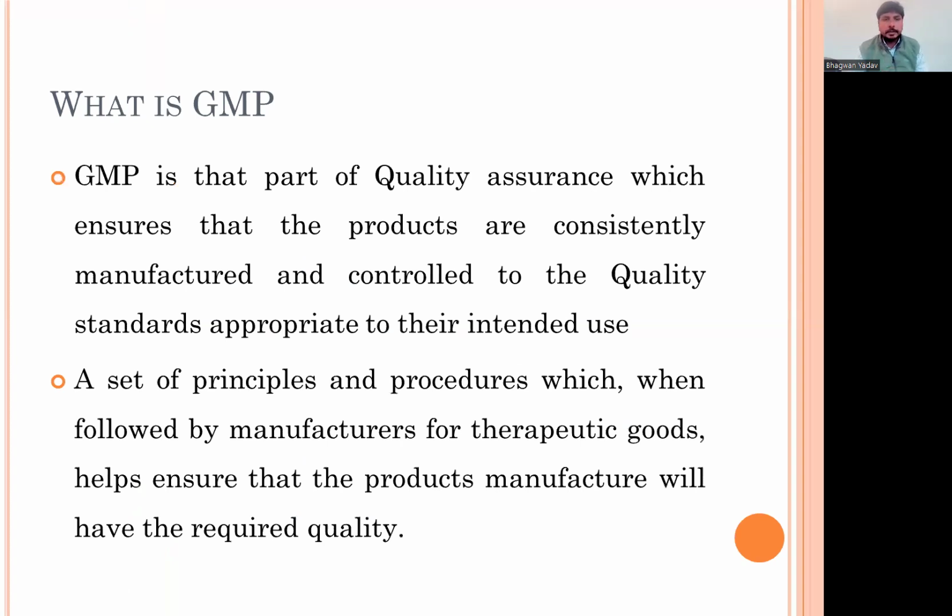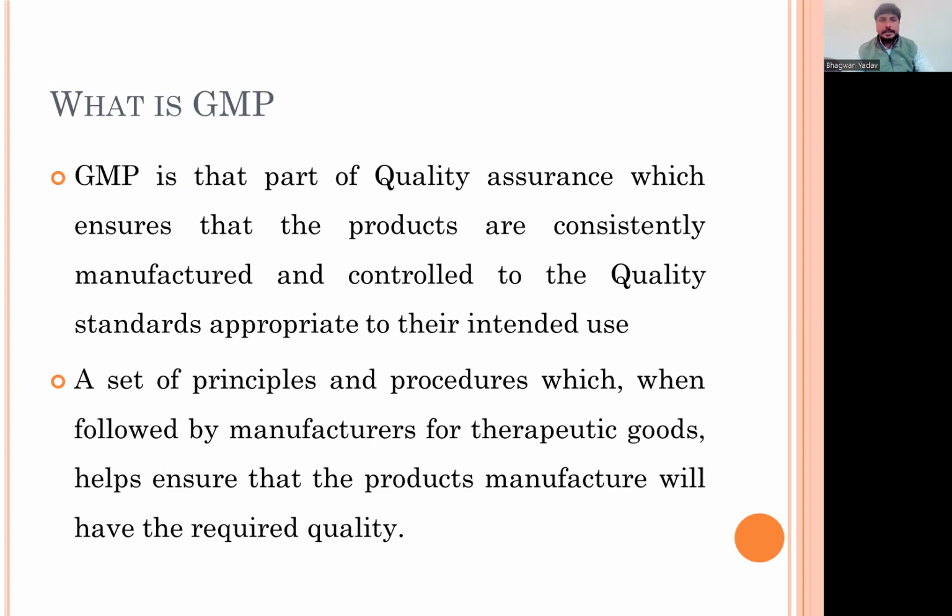So what is GMP? As you can see in the slide, GMP is a part of quality assurance which ensures that products are consistently manufactured and controlled to the quality standard appropriate to their intended use. First, GMP is a part of quality assurance, meaning it comes under quality assurance. In a pharmaceutical company there is one department, quality assurance, and quality assurance moulds the things of GMP as per their requirement.